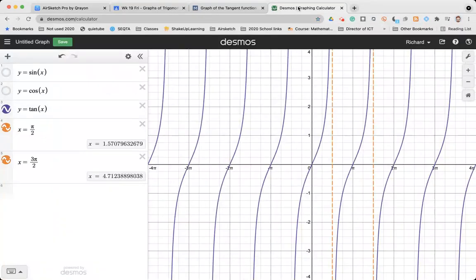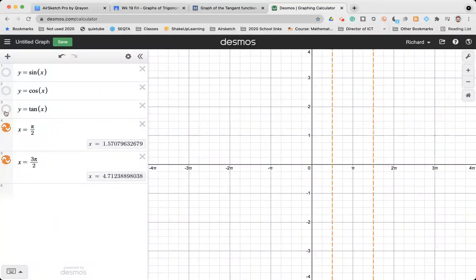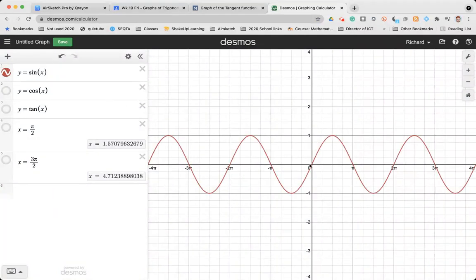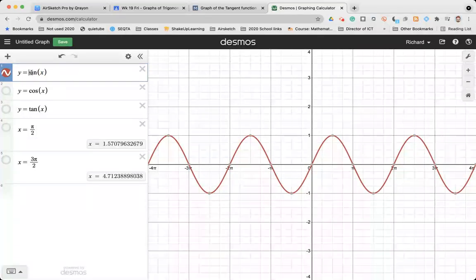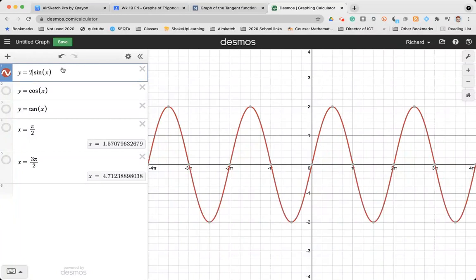Here's Desmos. I'll turn off these ones here. I'll pop the sine function in again. So there's the basic sine graph here from 0 to 1, down back to 0, down to -1, back to 0, and so on. So if I put a 2 in front of it, we can see that the intercepts don't change. It's 0, pi, and 2 pi. But the graph has stretched up to 2 instead of 1, and it's stretched down to -2. So it's a vertical stretch.